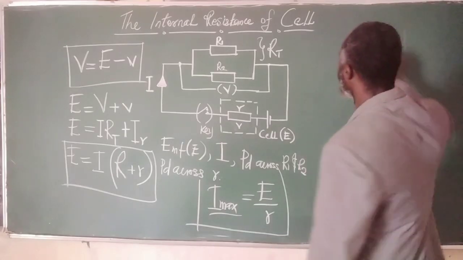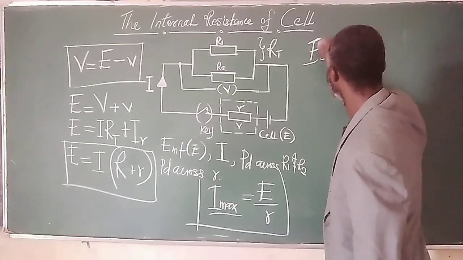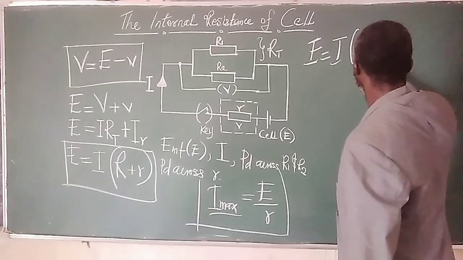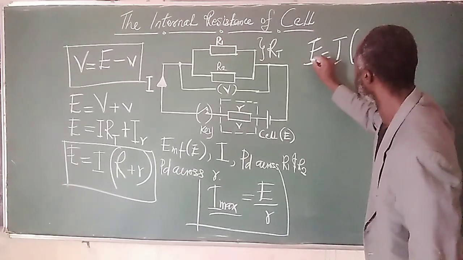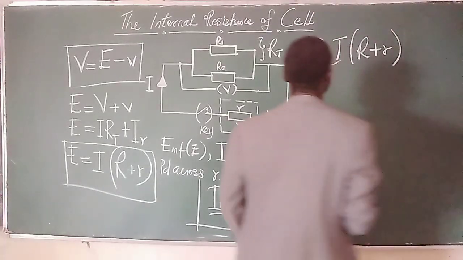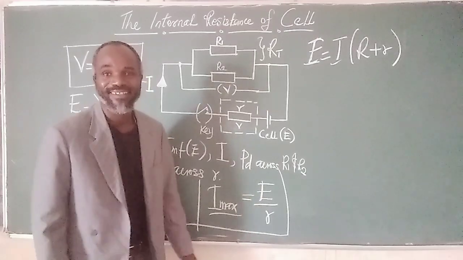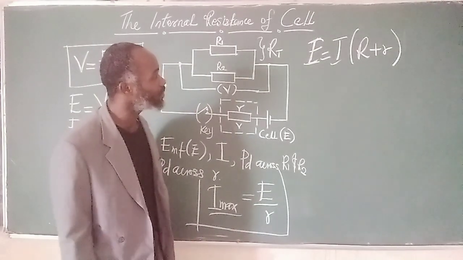Let's go. We have E is equal to I, bracket open, R plus small r, bracket close. All right, this is E. Don't get confused, please. So if we have this, what do you think happens? This is interesting, isn't it?